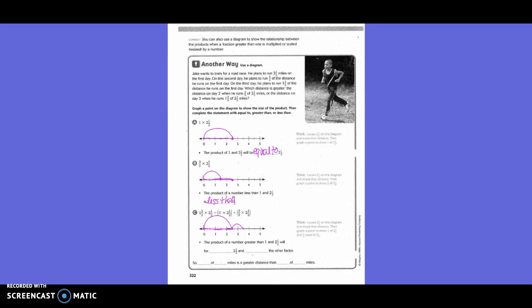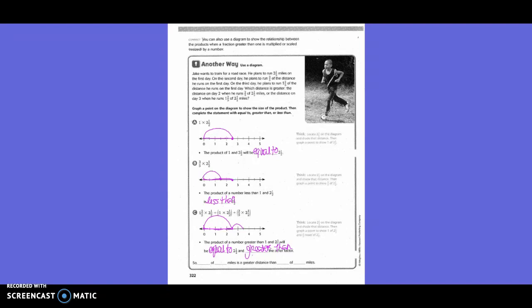So the product of a number greater than 1 and 2.5 will be, so this first leap was what? Greater than, equal to, or less than? Equal to. Equal to 2.5, and once we did our next leap, it was greater than the other factor. So what are we going to say? What number are we going to put in there, guys?